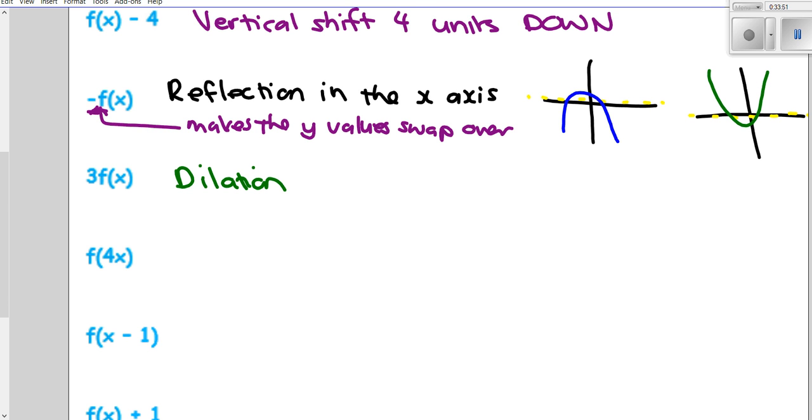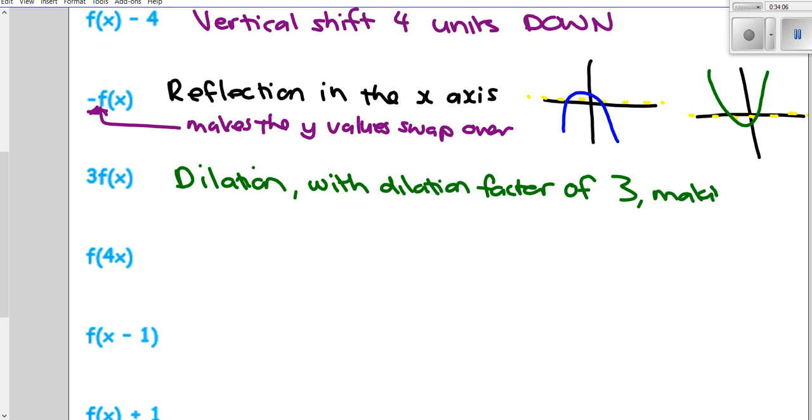Dilation with dilation factor 1. If you want to call it scale factor, then use that terminology instead. But dilation factor of 3, sorry. Making the graph, does it make the graph narrower or wider, the 3 effects? Narrower. Making the graph narrower.